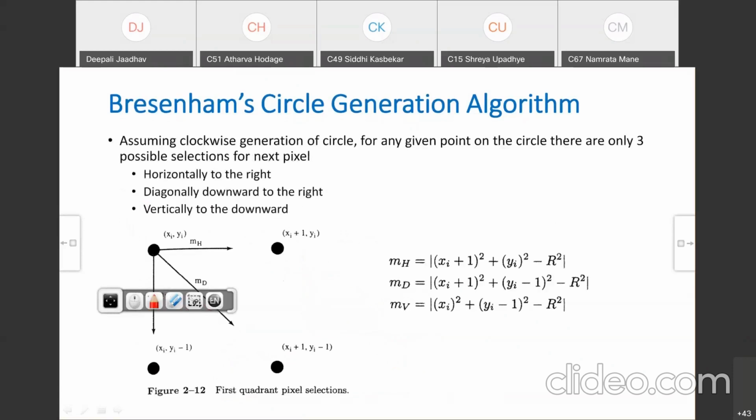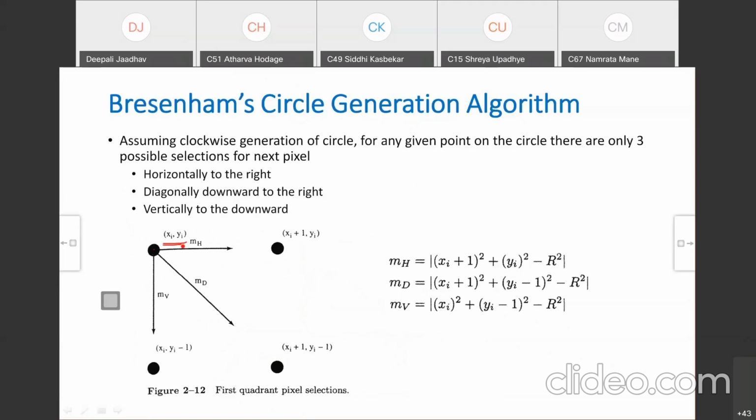Okay, so here assuming the clockwise generation of the circle. For any point, suppose this is the point x and y already on the circle. There are three options for the next point. What are these three options?